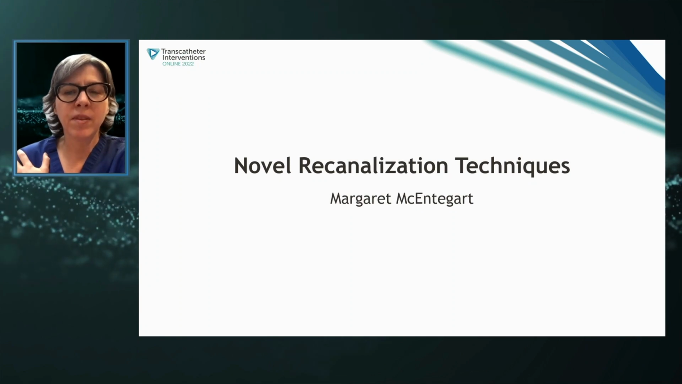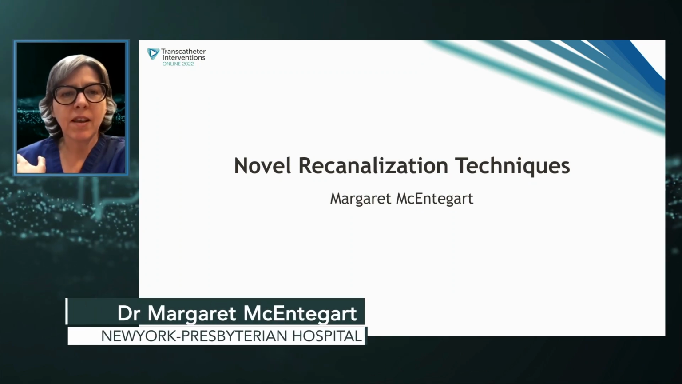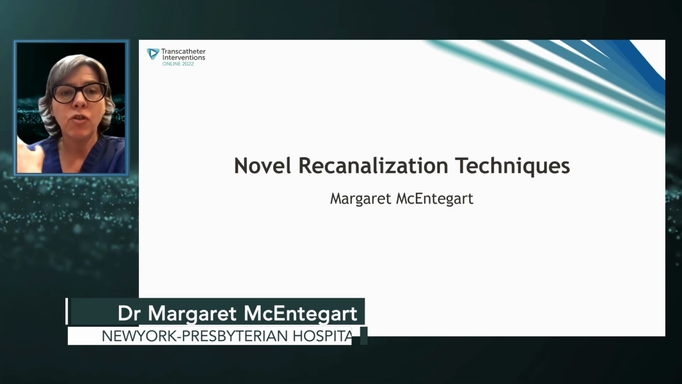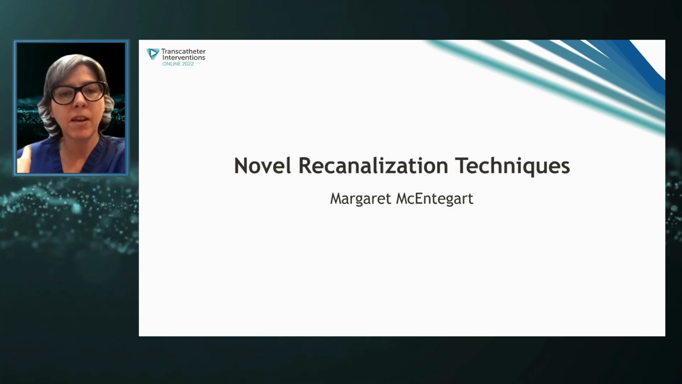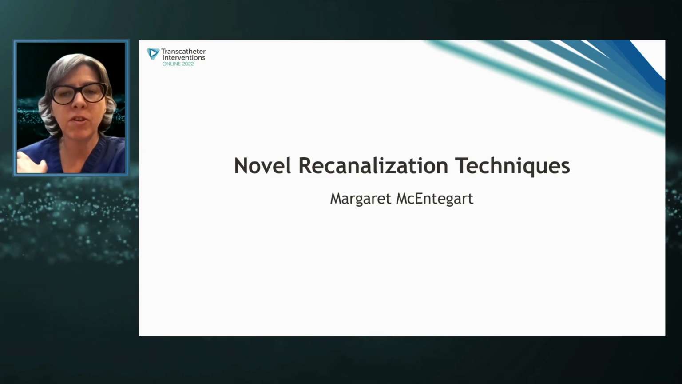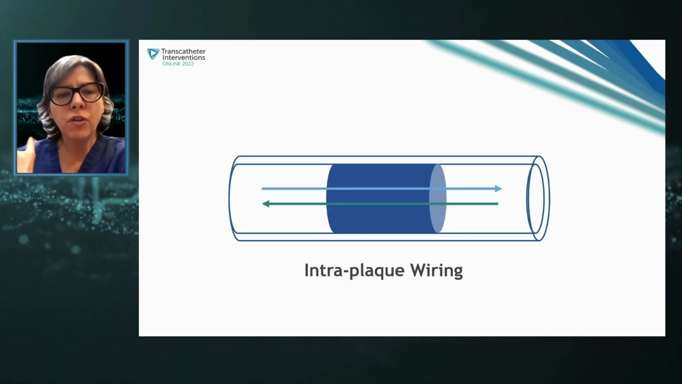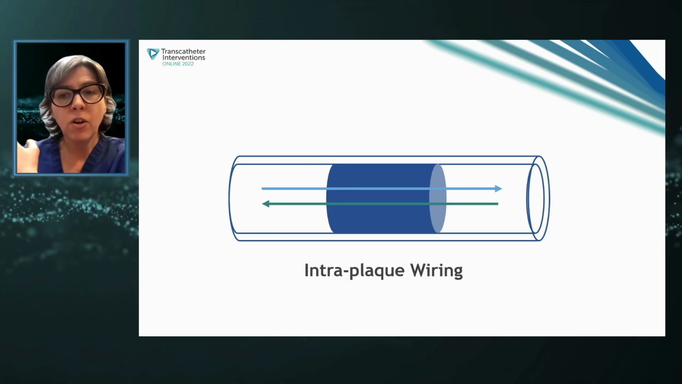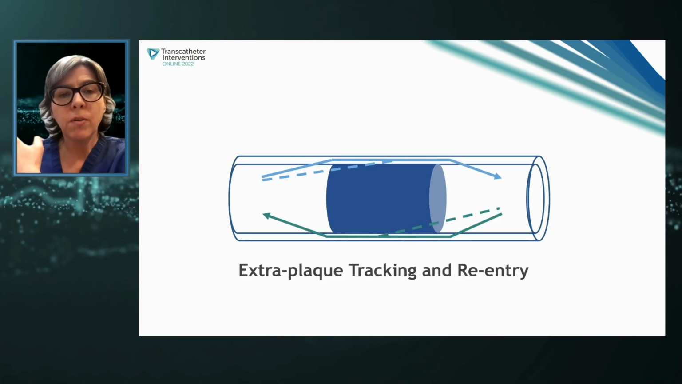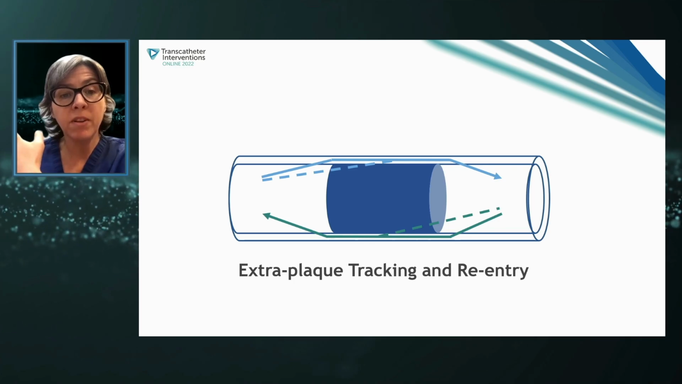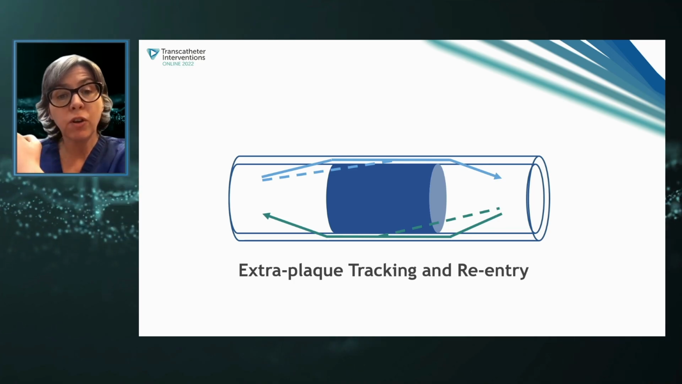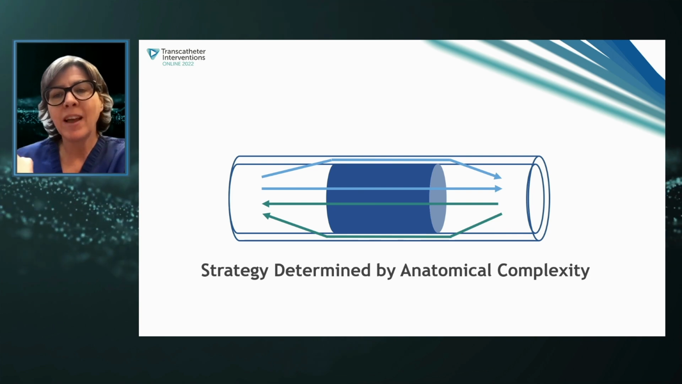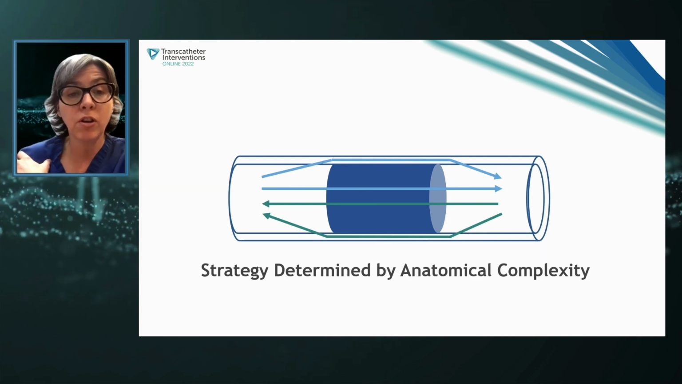Thanks, Roxana. So CTO PCI success rates have increased dramatically over the last 10 years. And I think this is largely due to the adoption of a systematic approach to how we plan these procedures. When you cross a CTO, you're either going to cross it by tracking intraplaque, either antegradely or retrogradely, or you're going to cross it by entering the extraplaque or subintimal space, tracking across the occlusion and then re-entering. And which technique you use is largely determined by the anatomical complexity of the occlusion that you're treating.